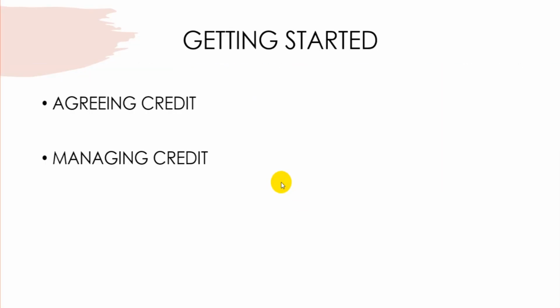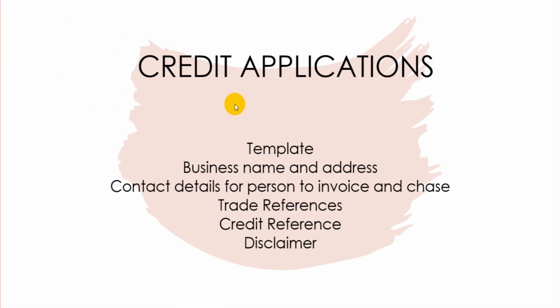Let's get started. So the whole credit control process, I've split it into 2 areas. The first is agreeing credit, which we'll go through in this video. This includes things like credit applications, credit limits, that sort of thing, credit approval letters. All will be explained as the video goes on. The second area, which we cover in the next video, is managing credit. That'll be things like chasing customers for payment, managing customer accounts. So let's get started with agreeing credit, and we'll look at credit applications to start off with.